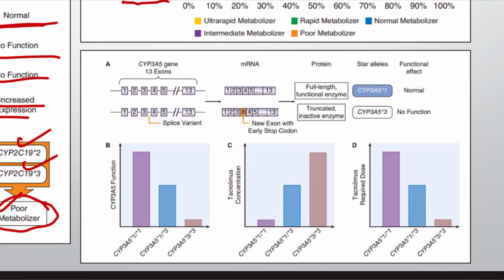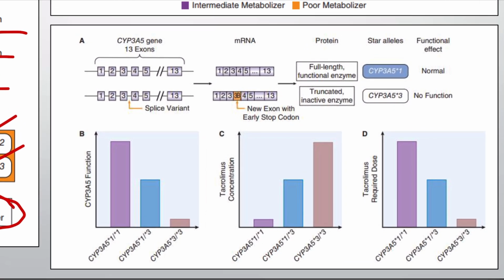Now coming to another example, let us take tacrolimus, which is actually metabolized by the CYP enzyme, that is CYP3A5. So if we have CYP3A5 star 1/star 1, in that case it has high metabolizing function compared to star 1/star 3, compared to star 3/star 3, that is least active.